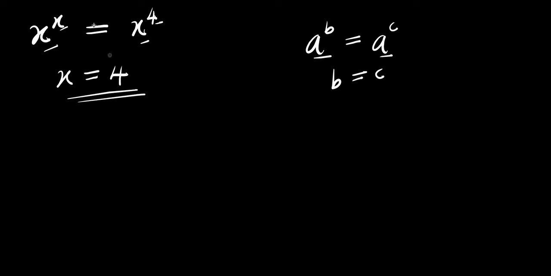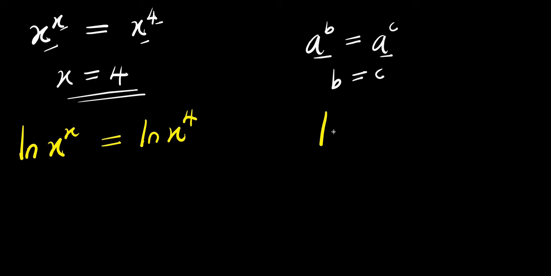Now this is one way of finding the value of x here, but we have more than one solution. So how do we get all the solutions? So we make use of this method. So let's consider taking natural log of x power x equals natural log of x power 4.